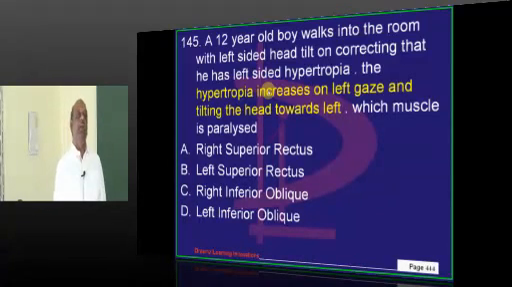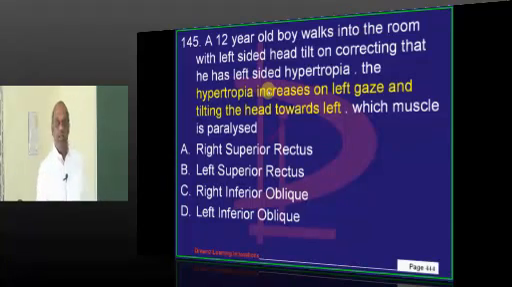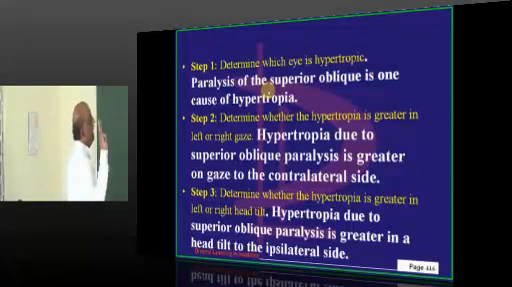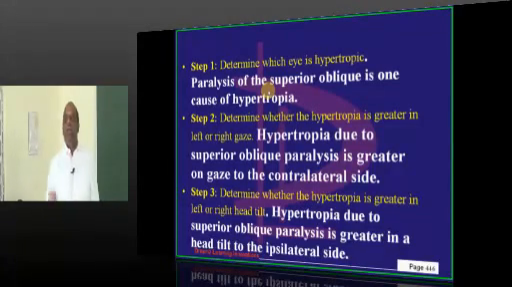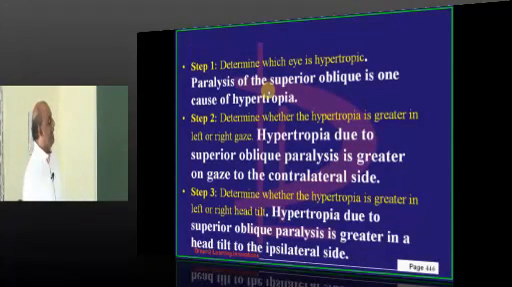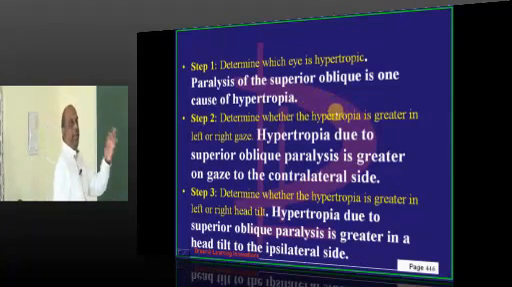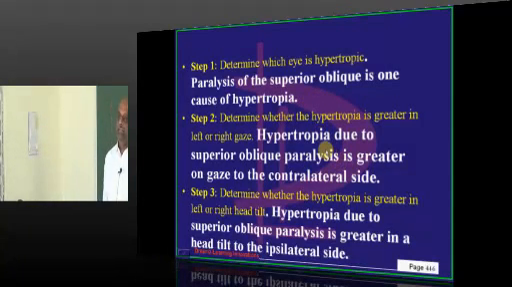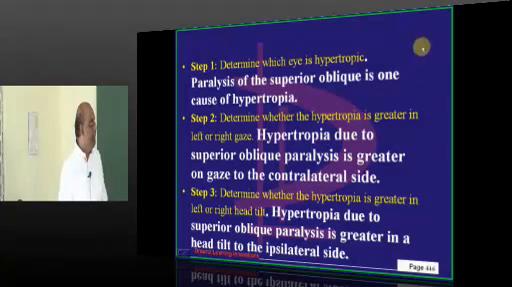Very simple. Obliques, recti, 2 groups of muscles, right? So remember 3 important rules, doctor. First, check whether the person is having hypertropia. If it is there, that is vertical misalignment of the eyes. If it is there, then there is a paralysis of one of the obliques, either superior or inferior oblique.